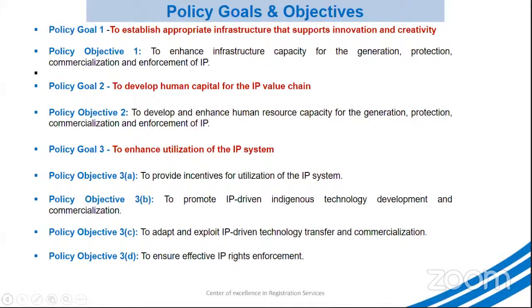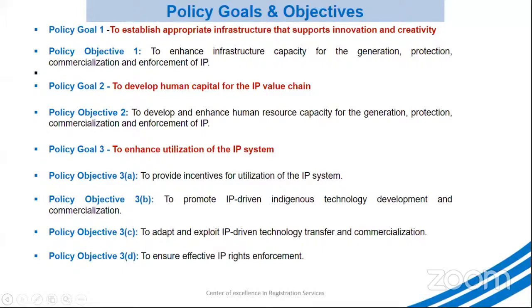The policy goal number 2 is to develop human capital for the IP value chain. We may have this value chain from generation of intellectual property to protection, commercialization, and enforcement. But if we do not have the human capital, the human resources that are needed along the value chain, then there will be a serious challenge. And so the policy objective number 2 is to develop and enhance human resource capacity along the value chain.